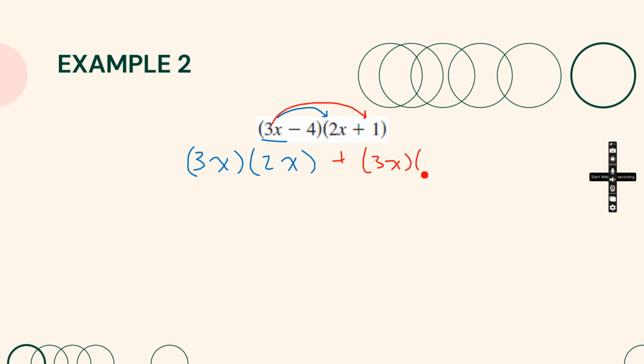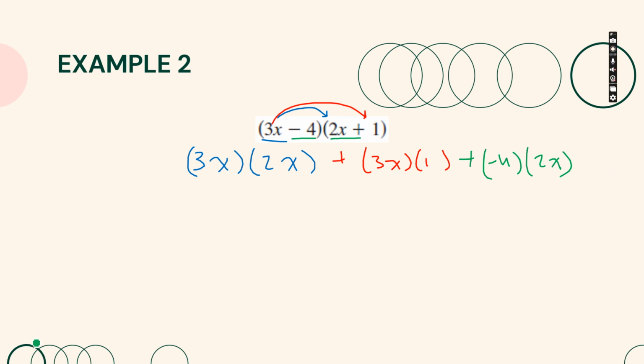So 3x times 1. We'll then work with the inner, or FOIL, F-O-I, inner terms. So negative 4 times 2x should look something like negative 4 times 2x. And last but not least, the last terms are negative 4 times 1. So negative 4 times 1. And we'll just multiply all these terms together.